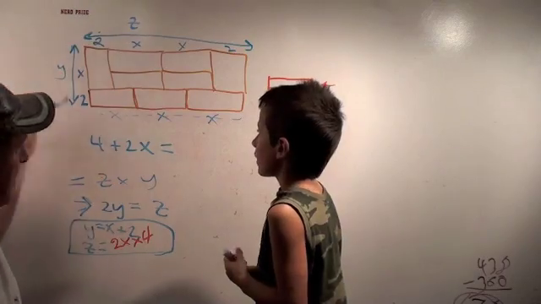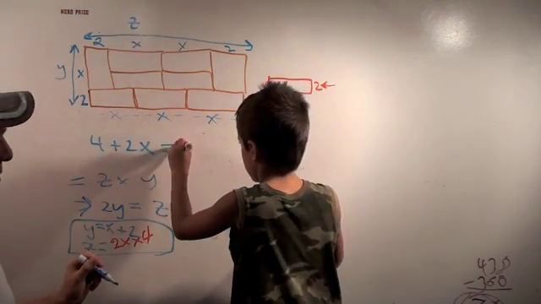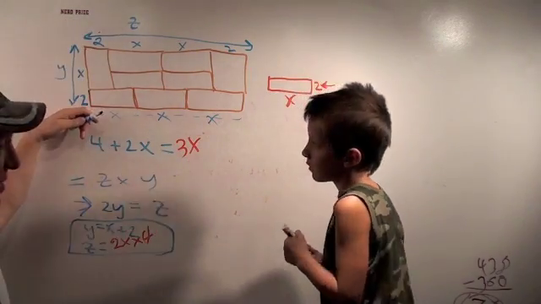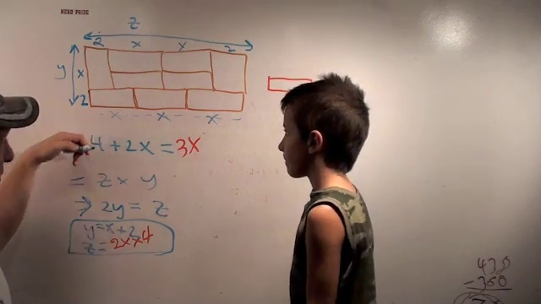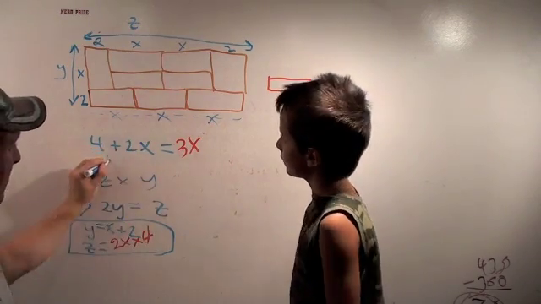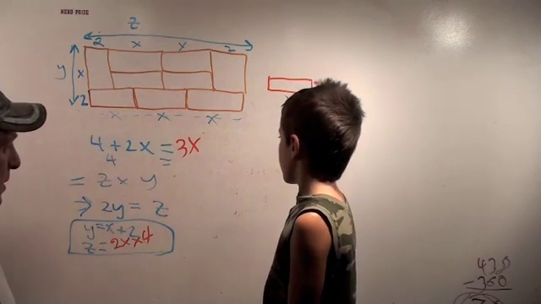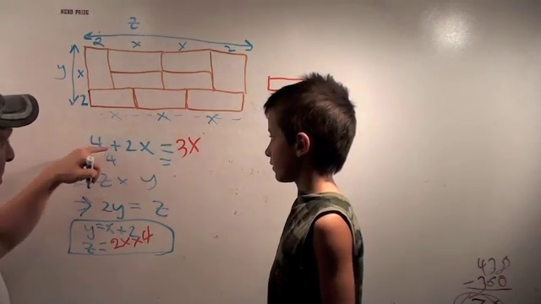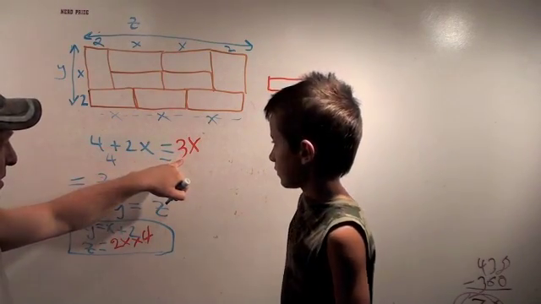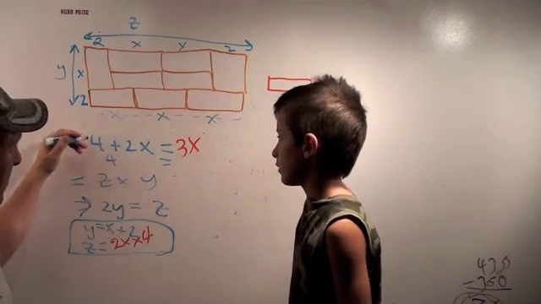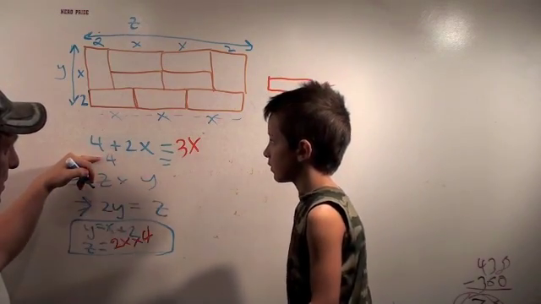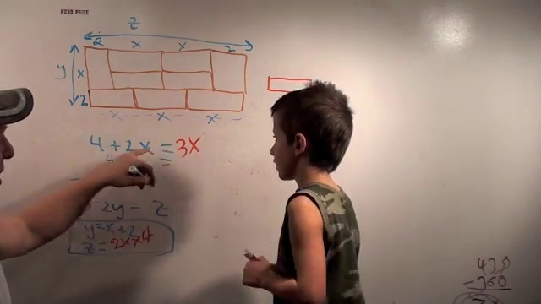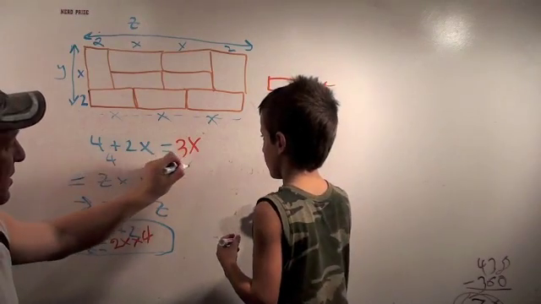What else does this equal? It also equals 3x. That's the important thing that it equals. So the top is the same as the bottom. So 4 plus 2x equals 3x. So that says 4 equals what? 4 plus 2x equals 3x. So 4 all by itself equals what? Equals x. You move the 2x over to the other side, so you get 4 equals x.